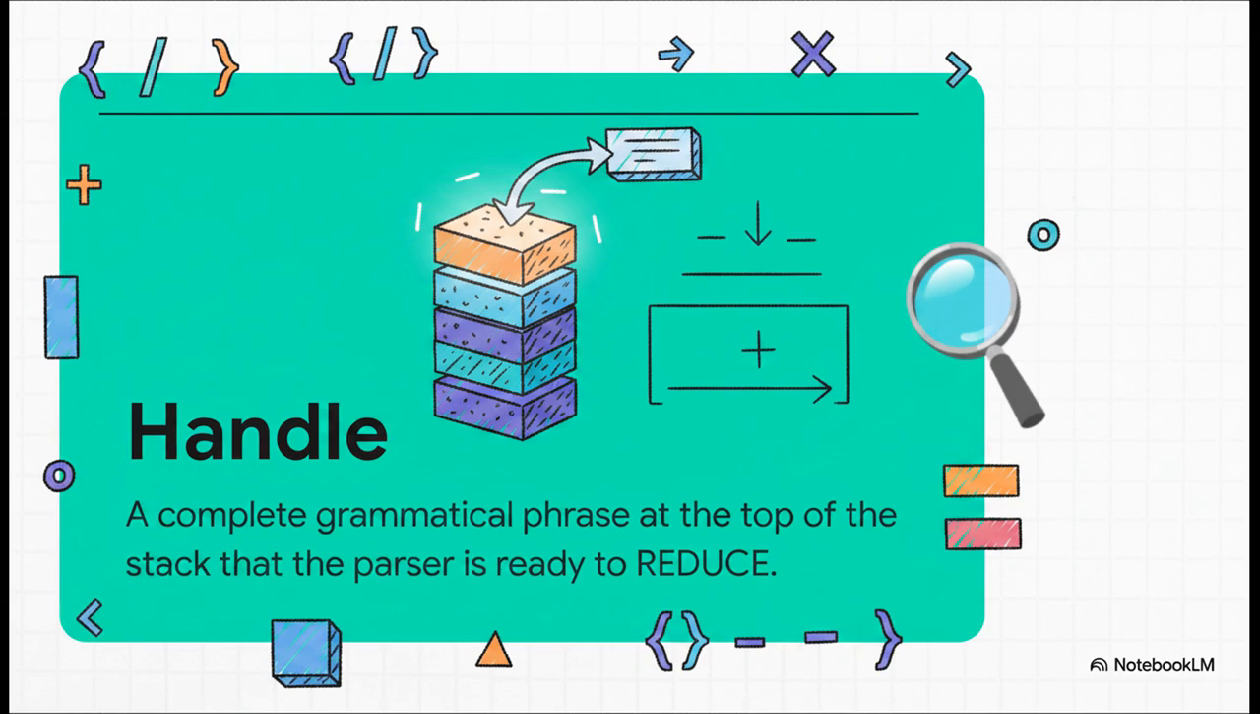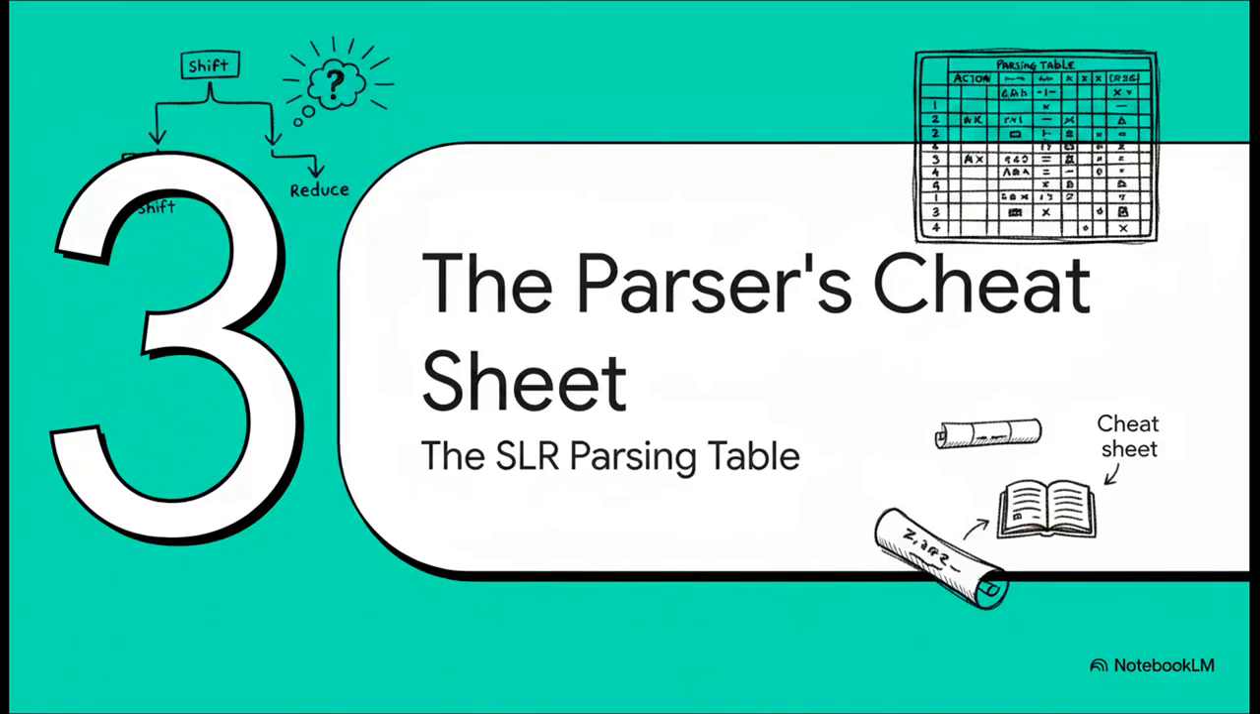So finding the next handle is really the main job of a bottom-up parser. Okay, so this all leads to a really big question, right? How does the parser know when to shift and when to reduce? It can't just be guessing. Well, it's not. It has a guide, a set of instructions. And that guide is this pre-built thing called a parsing table. For an SLR parser, this is its ultimate cheat sheet.